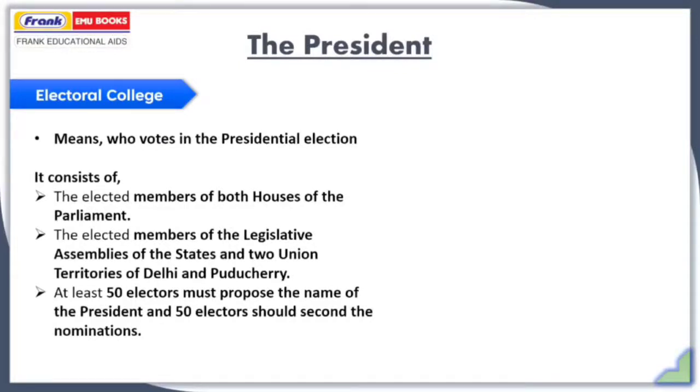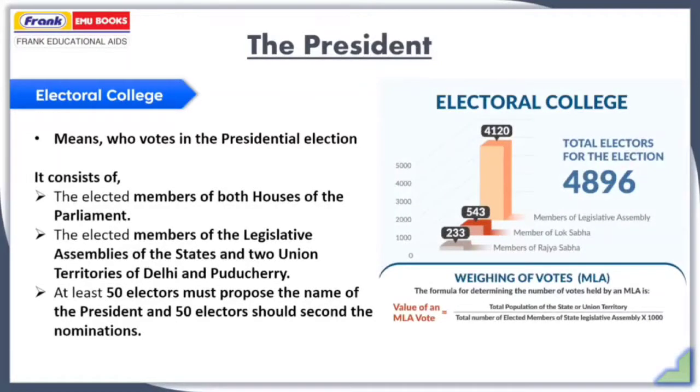You must remember this fact that the elected members of the Lok Sabha and Rajya Sabha vote in the presidential elections. Also, the elected members of the Legislative Assemblies of the states and the two union territories of Delhi and Puducherry. As we know, Delhi and Puducherry, despite being union territories, have legislative assemblies, right? So the elected members of all the legislative assemblies of the states and of the two union territories of Delhi and Puducherry. If anyone wants to be the President of India, at least 50 electors must propose the name of the candidate and 50 electors should second the nomination. So these are the electoral colleges.